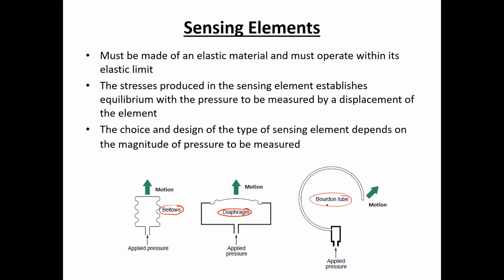All these types of mechanical sensing elements must be made of elastic material, and they must operate within their elastic limit, because like any electrical device, you have to operate it within its rated voltage or current. Similarly, mechanical devices made of elastic material have to be operated within their elastic limits so that they don't get damaged.